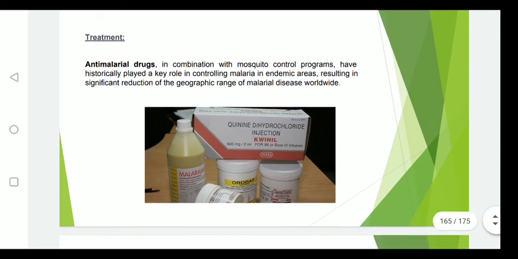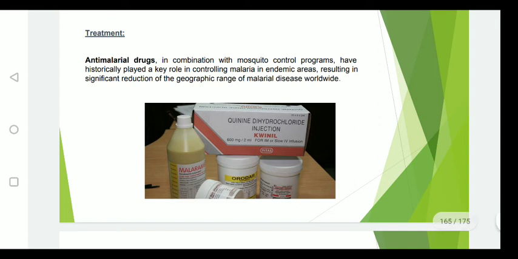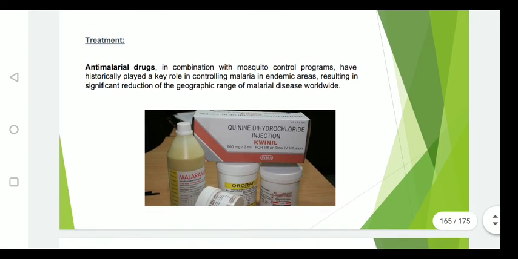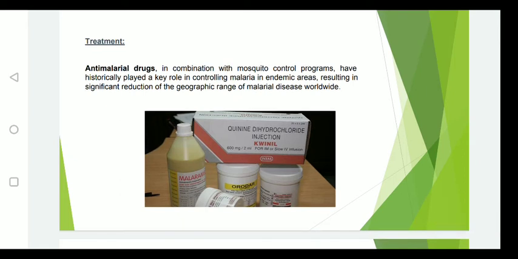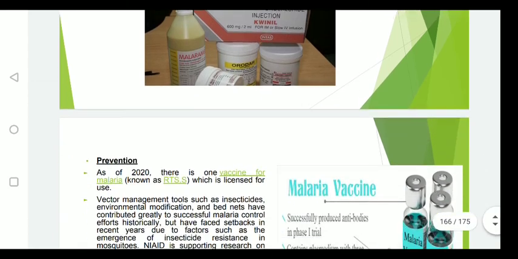So mosquito control programs have historically played a key role in controlling malaria in endemic areas. Because of giving the medications in the endemic area, there is a significant result we have got, that is a reduction of the geographical range of malarial diseases worldwide.